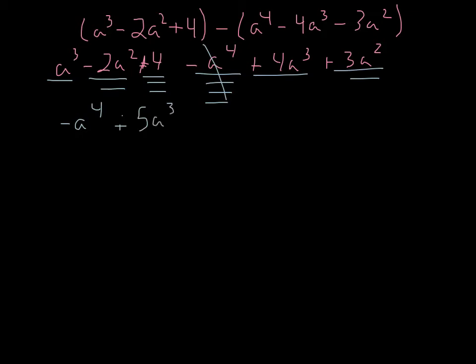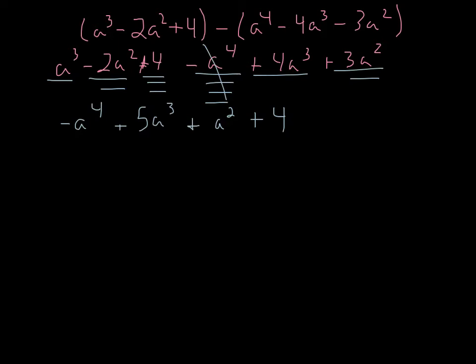Oh, I just put a little extra mark in there, so let's get rid of that. We have a negative 2a squared and a 3a squared, so that's going to be plus a squared. You don't have to put the 1 in there. And then plus 4. And that's it. That's your example right there. Okay, so we went through, did the additive inverse of everything, and then we can combine like terms.